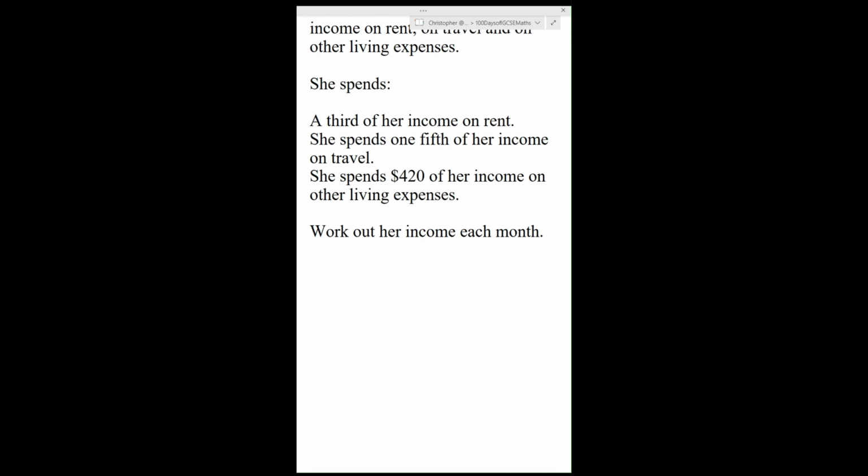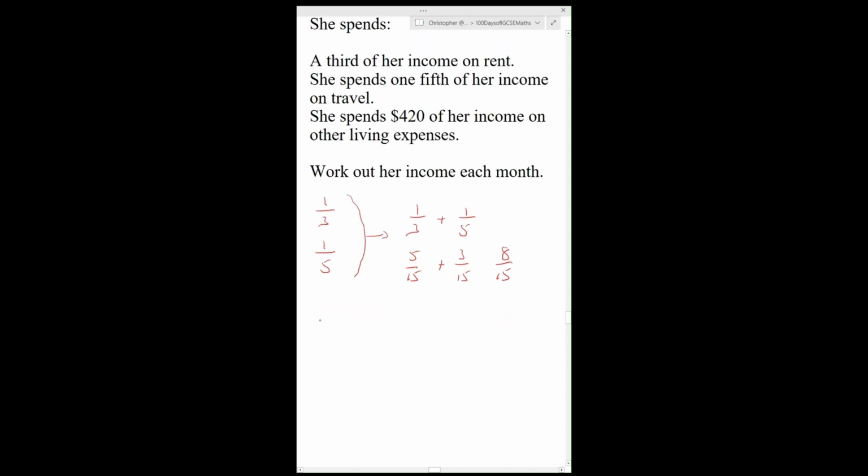Okay, so she spends a third of her income on rent and a fifth on travel. So altogether, she spends a third plus a fifth of her income on rent and travel. Well, that is 8/15 of her income spent. The remainder of her income is 7/15 of her income, and that equals $420. So 1/15 must be 420 divided by 7, and the whole of her income, therefore, must be 60 times 15, 900.